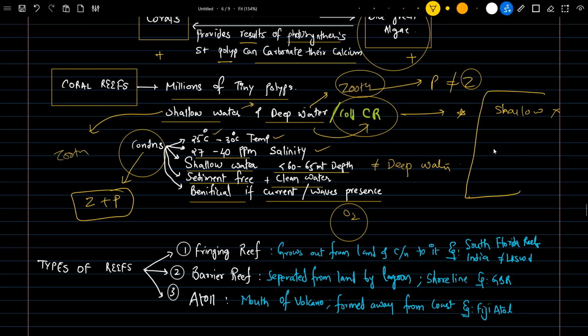But if the question is put this way, zooxanthellae can occur only in shallow water, then it is true. The next question is, let's say, cold coral reefs is possible means yes, it is definitely possible. They will be present.